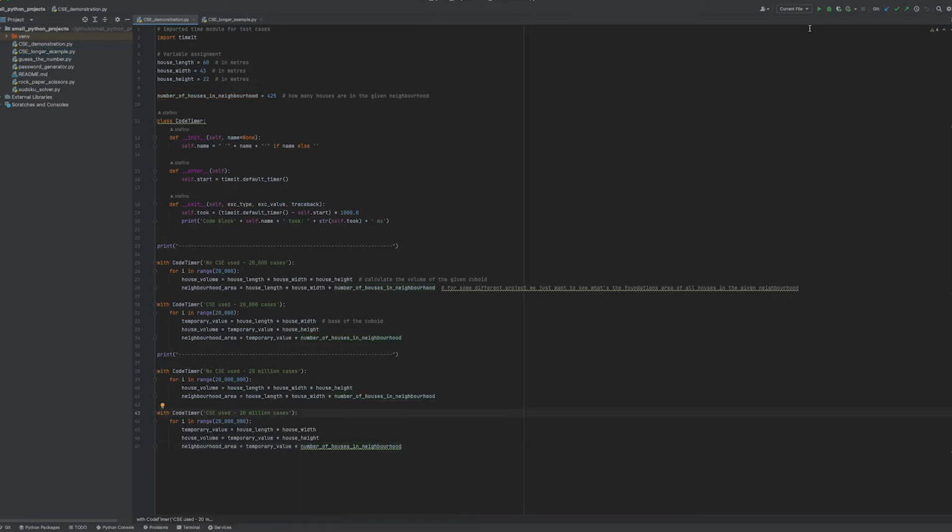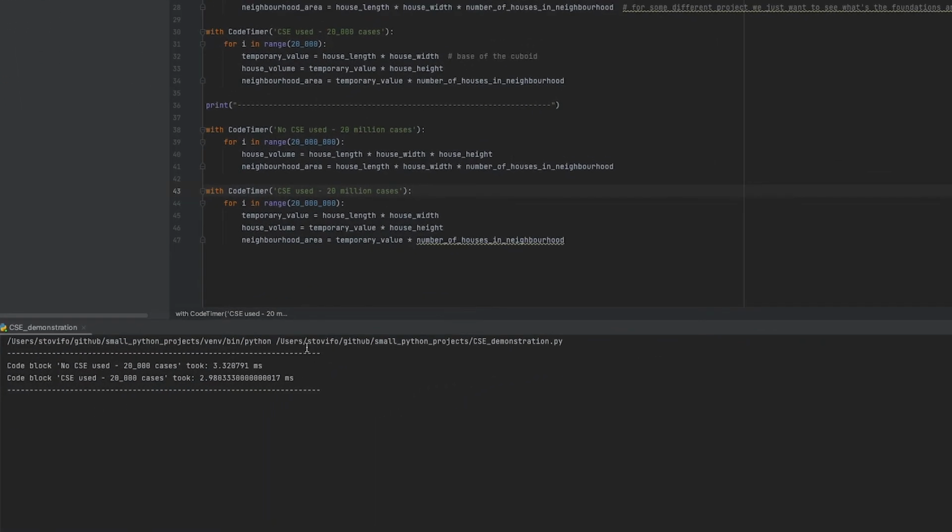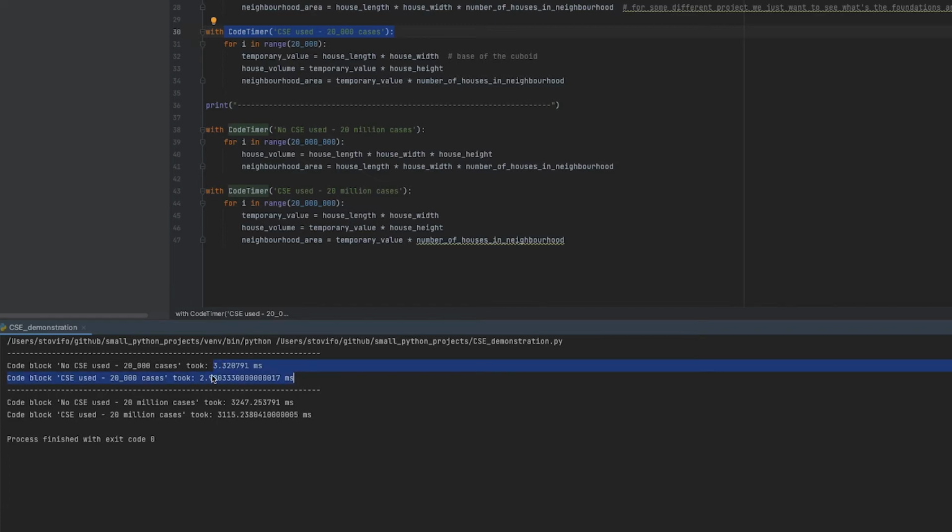We can see time differences between each function. The first function that ran on 20,000 cases and didn't use CSE took 3.3 milliseconds, which is 0.4 milliseconds longer than the same function that used the CSE. Therefore, we can see that the CSE indefinitely shortens the process.